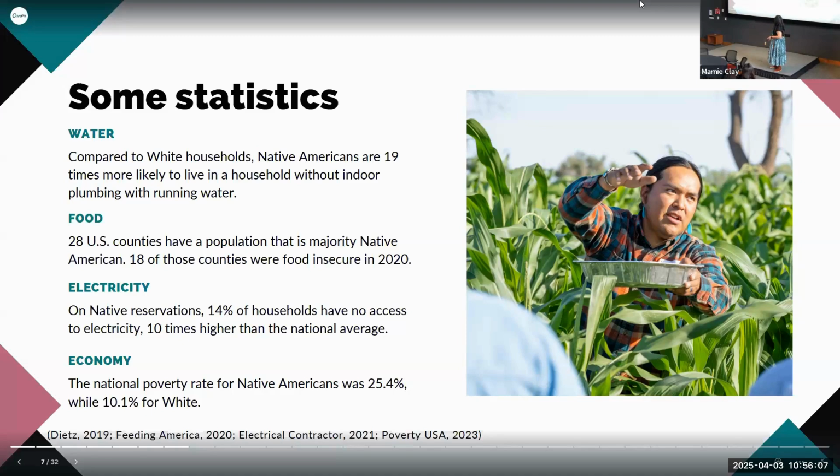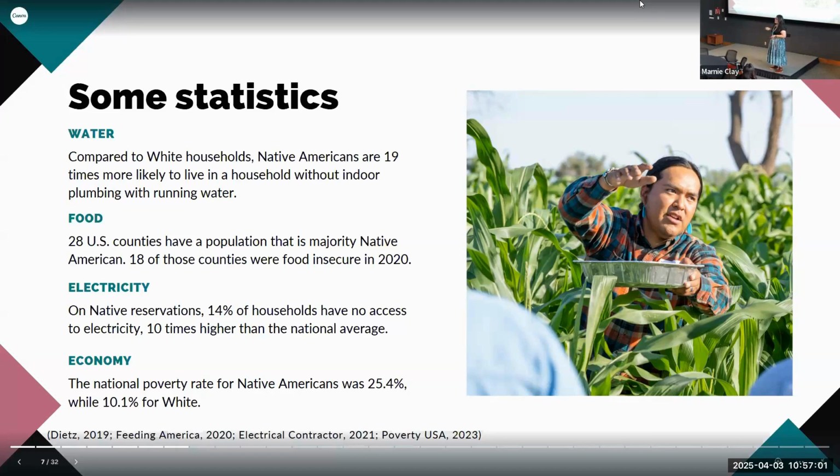Some more statistics. When it comes to water, Native households are 19 times more likely to live in a household without indoor plumbing. And really, a lot of those statistics are skewed because of the Navajo population. Navajo, it's estimated like 30% of our households don't have indoor plumbing. I did see some info from the EPA that actually went down to around 10%, but there's no formal release of data yet. It was just on a random website from the EPA, so I don't know how true that is. And because Navajo is one of the largest tribes in the nation, it's going to skew those numbers. So if you work in other tribal regions, for the most part, I think they might have more access to indoor plumbing.